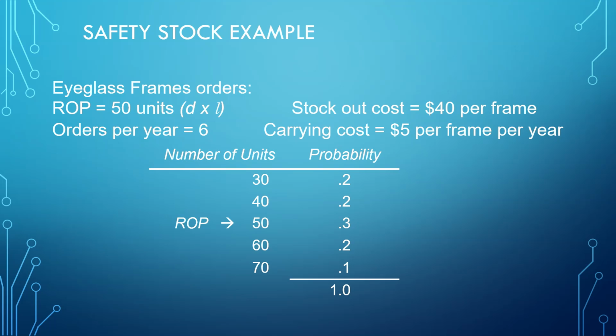Let's look at this example. An eyeglass frame company has the reorder point at 50 units, which is the daily demand multiplied by the lead time. The stockout cost is $40 per frame. The number of orders per year is 6 orders, and the carrying cost is $5 per frame per year. The probability for the number of units is provided in the table. So when the number of units is 30, the probability is 20%, 40 is 20%, 50 is 30%, 60 is 20%, and 70 is 10%.